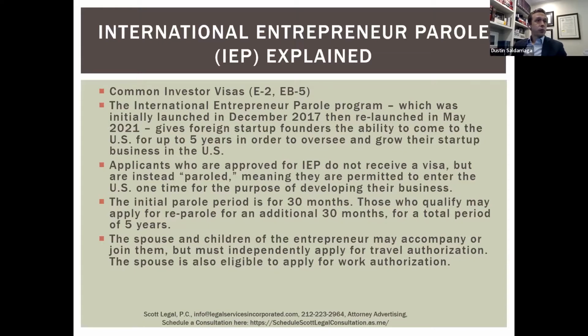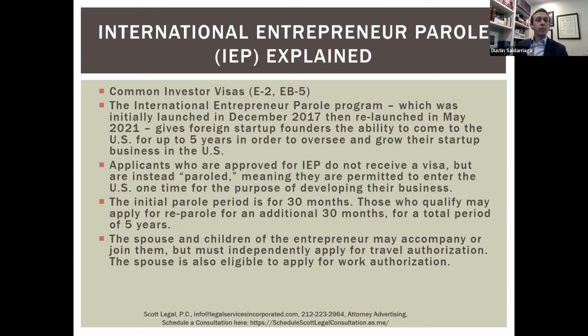The International Entrepreneur Parole Program was initially launched in December 2017. The Trump administration did not do anything with it and crippled it. And then the program was relaunched in May 2021, although, as I said before, the Biden administration has done nothing with it, even though it is now on the books and you can apply for it. It gives foreign startup founders the ability to come to the US for up to 5 years in order to oversee and grow their startup business in the US.